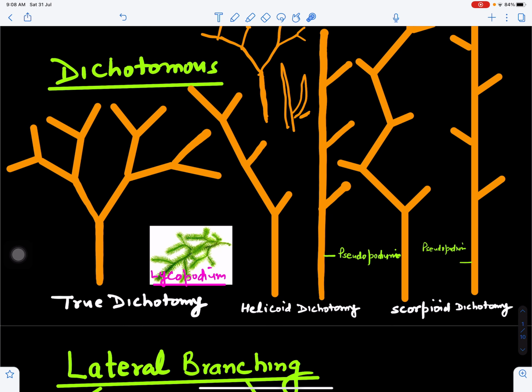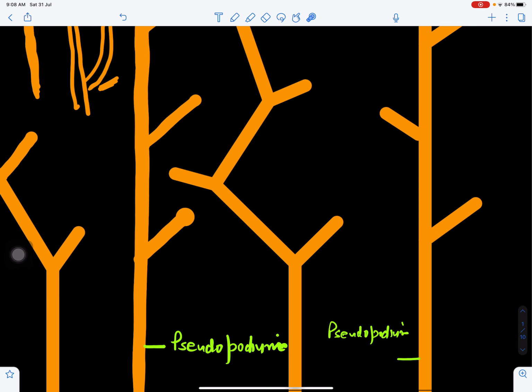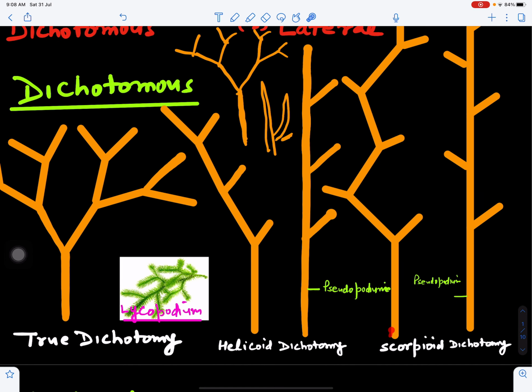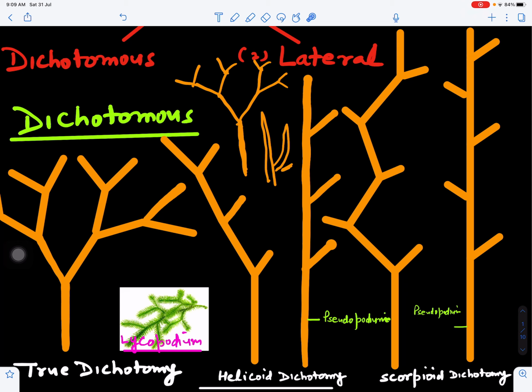Now next we will discuss scorpioid dichotomy. We can see here, this is the main branch dividing into two. Now growth on this side is suppressed. Now this branch is further dividing into two. Now growth on the alternate side is suppressed. Again this will divide into two, and growth on this side is suppressed. So here we can see this is alternate. This side, this side, this side, this side, and this side. So on alternate sides growth is suppressed.